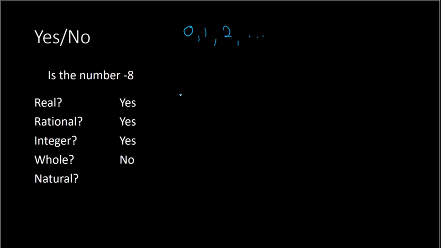Now, lastly, would it be natural? The answer is no, it would not be natural, because natural numbers start at 1 and go up from the number 1. So 1, 2, 3, 4, etc. So no, it would not be natural.